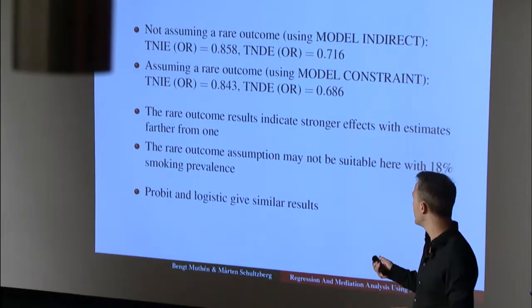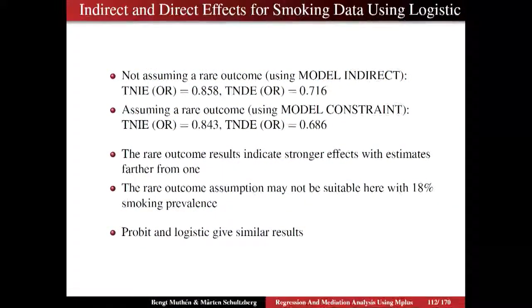So the first one is not assuming a rare outcome, so the model indirect based effect, on the odds ratio scale, as we already saw, has a point estimate for the indirect effect of 0.85, and the direct effect was 0.716. If we compare that to the rare outcome assumption, we see that it's close, but not exactly the same, which you would expect. It's an approximation. So in this case, the rare outcome result indicates a stronger effect.